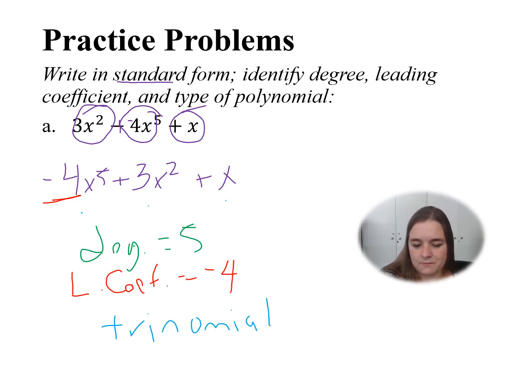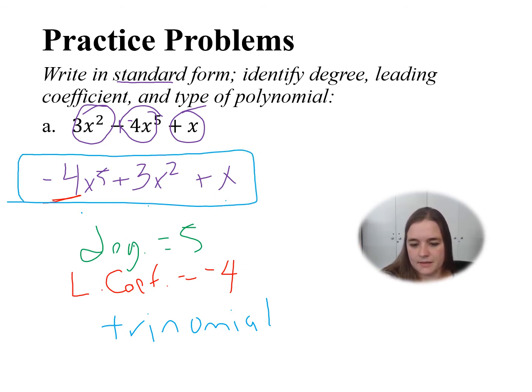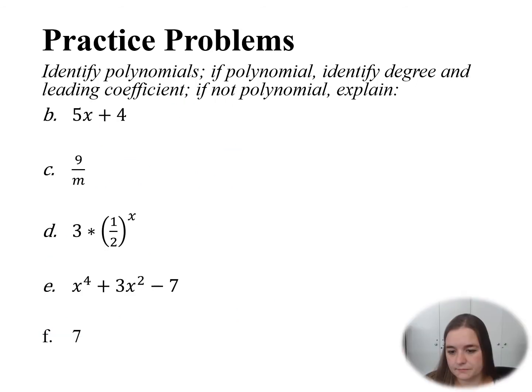So standard form, I've ordered it from greatest exponent to smallest exponent. It is a 5th degree polynomial because my highest power is a 5. My leading coefficient is negative 4 because that's the coefficient attached to the highest power exponent. And it's a trinomial because I have 3 terms.